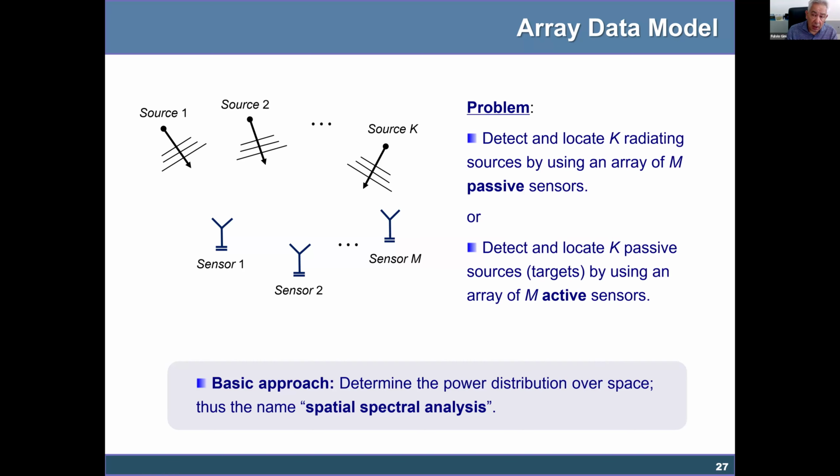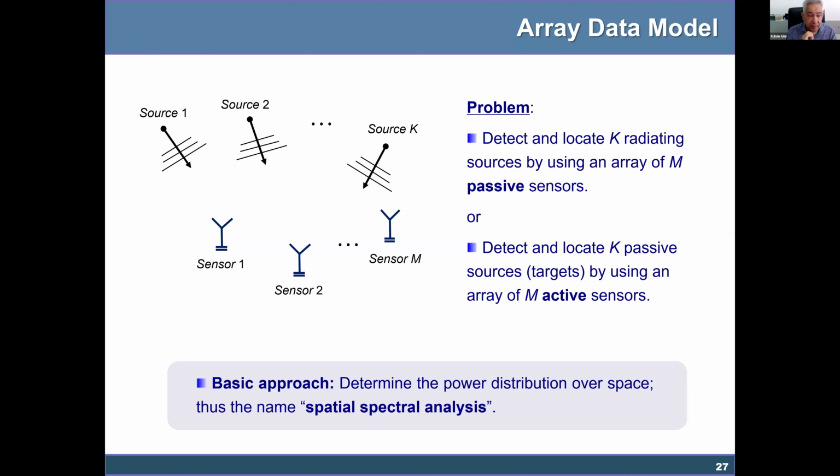Okay. To understand the various signal processing methods, it's important to derive the array data model. And it is fundamental to understand the assumptions under which the data model is derived, because the assumptions also determine the limits of application of the model. So this is a fundamental aspect.